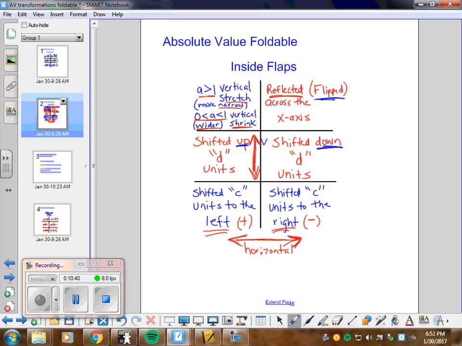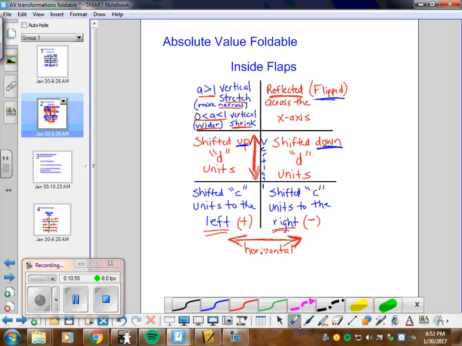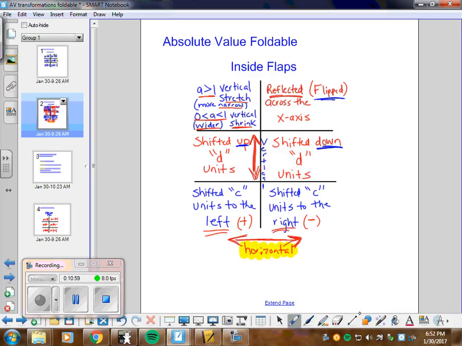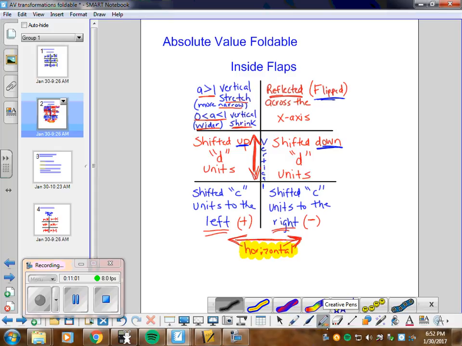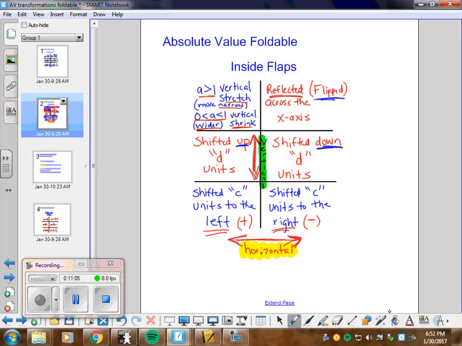Vertical, V-E-R-T-I-C-A-L. Vertical. So when you're inside the bars, it's horizontal. Inside the bars was horizontal. And when you're outside the bars, you are vertical. So make sure you've added that to your foldable. I gotta re-add it to mine now.